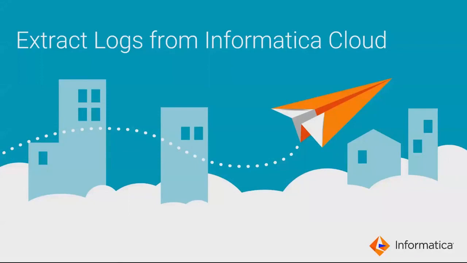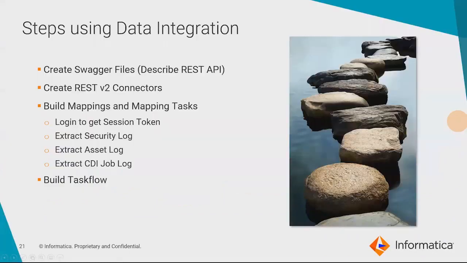So let's now take a look at how we might extract logs from the Informatica Cloud using data integration. The steps we want to follow are to create Swagger files. Swagger files are used to describe the REST API. Then based on those Swagger files, we can create a series of REST connectors. For our Swagger files that are generated from our administration checklist, the best idea is just to keep it to one operation at a time. So that means that each REST connector would be defined with a single operation as well.